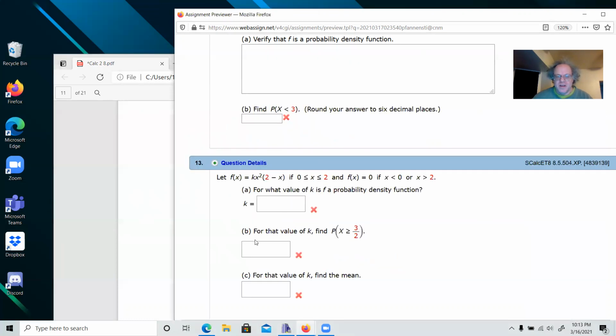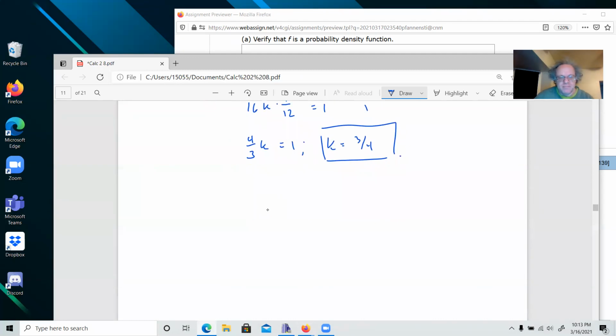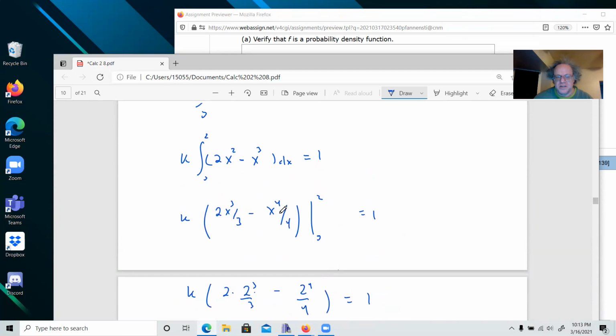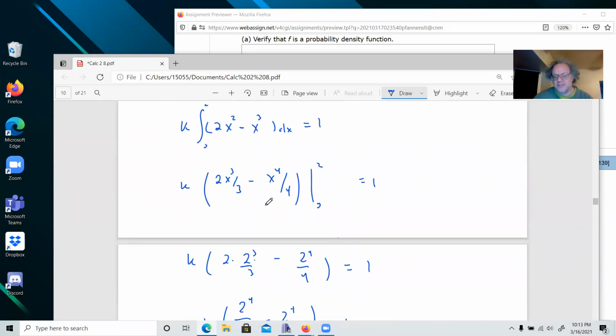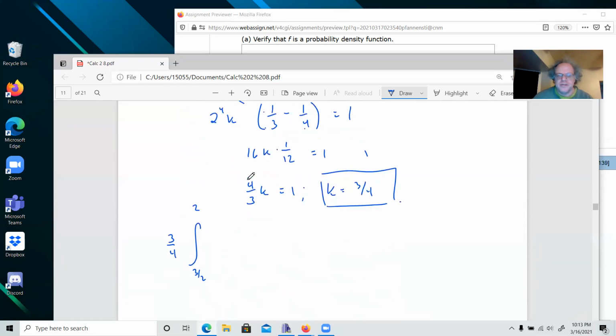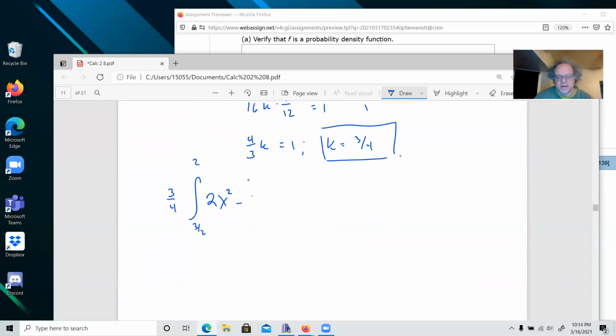All right. Part B, with that value of k, find the probability that X is greater than 3/2. Okay. 3/2 up to 2, right? And then we have 3/4. What's my function? My function was 2x squared minus x cubed. Integrating, we don't know what this is going to be equal to. That's what we're finding out. This is 3/4 times 2/3 x to the 3 minus x to the 4th over 4, going from 3/2 to 2.